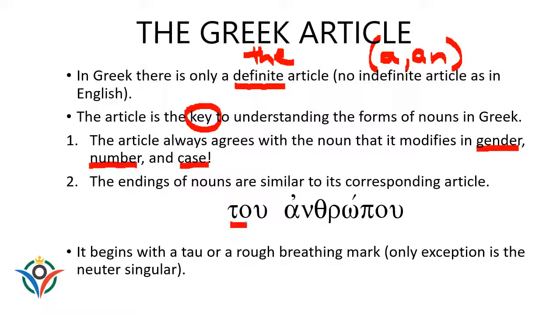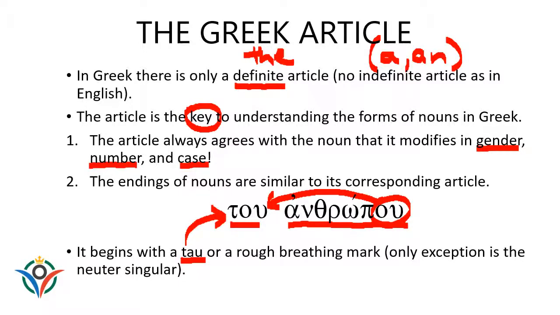We have the article tou in front of the noun anthropou. If you look at the ending of the noun, it's the diphthong omicron upsilon, the ou, which corresponds to the article, which also has a diphthong omicron upsilon. The only difference is that there is a tau in front of the article. And that brings us to the last point. The Greek article begins with a tau, as it does in this example, or a rough breathing mark. The only exception is the neuter singular.